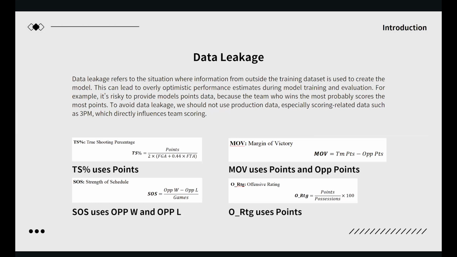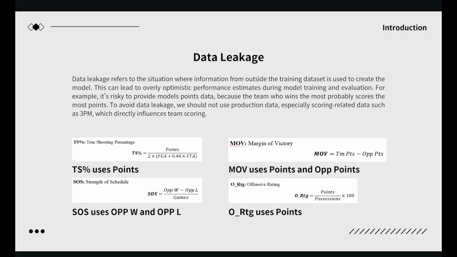Data leakage refers to the situation where information from outside the training dataset is used to create a model. This can lead to overly optimistic performance estimates during model training and evaluation. For example, it's risky to provide models points data because the team that wins the most probably scores the most points. To avoid data leakage, we should not use production data, especially scoring related data such as 3PM, which directly influences team scoring.